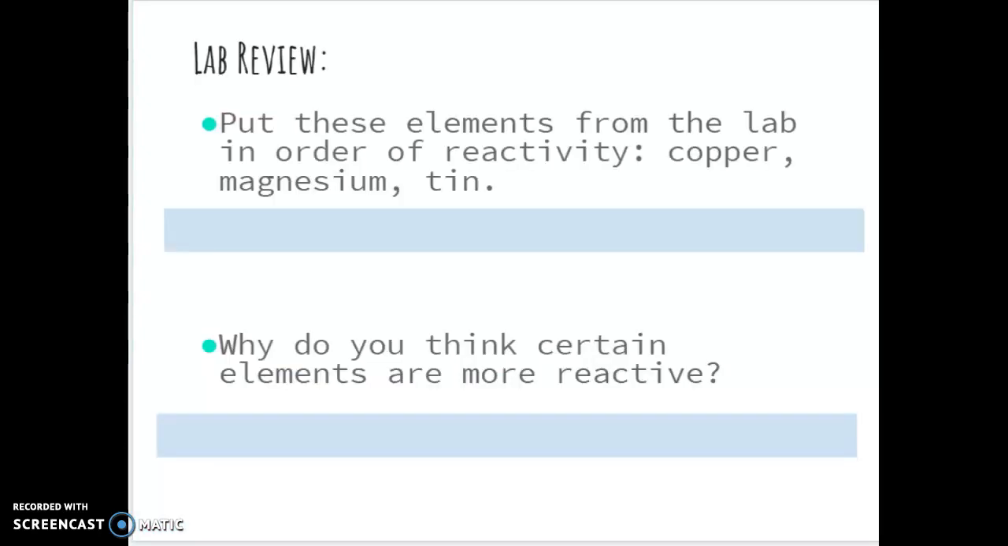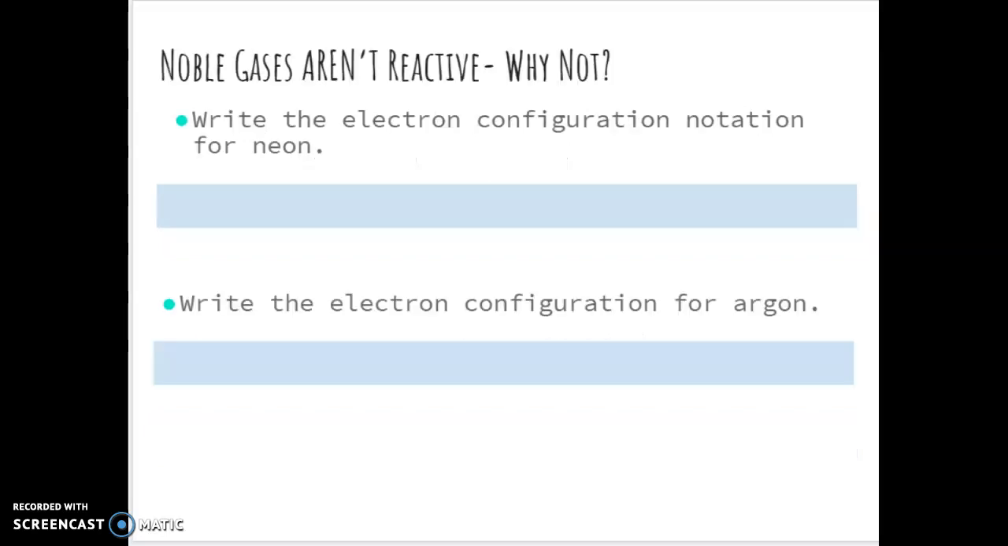So in the lab review, you're going to put the elements in order of reactivity. Copper, magnesium, and tin. Those were the tested metals. And then answer the question, why do you think certain elements are more reactive? What makes them more reactive? In a complete sentence. On our next page, write the electron configuration notation for neon.